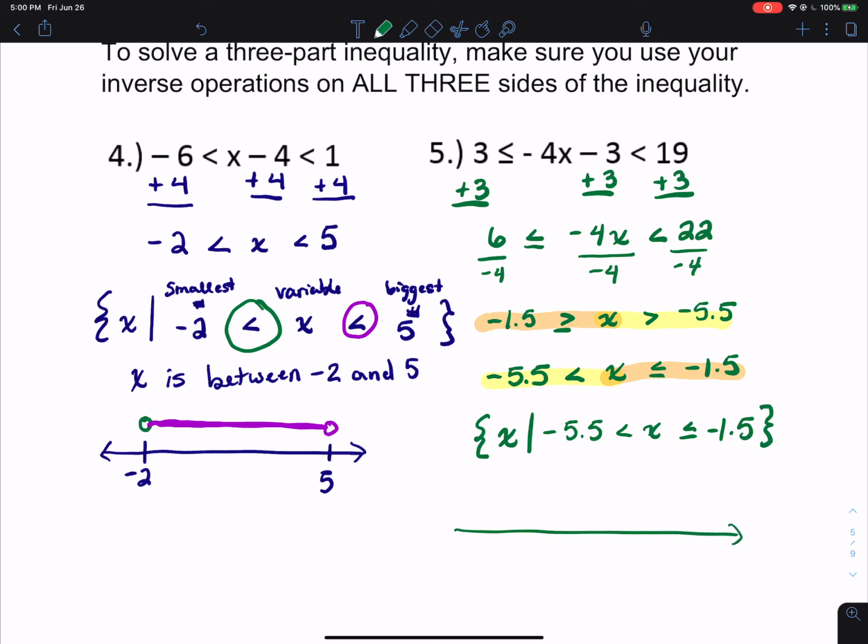When I graph this on the number line, I need my negative 5.5 and negative 1.5. When I looked in between my x and that negative 5.5, it's just a less than symbol, so I need an open circle. When I looked in between my x and my negative 1.5, it's a less than or equal to symbol, so because of that equal to, I need a closed circle. And then I know my three-part inequalities are telling me that the x is between those two numbers.